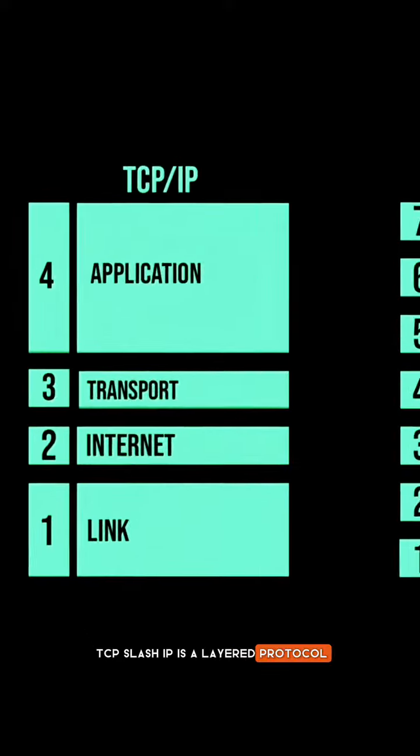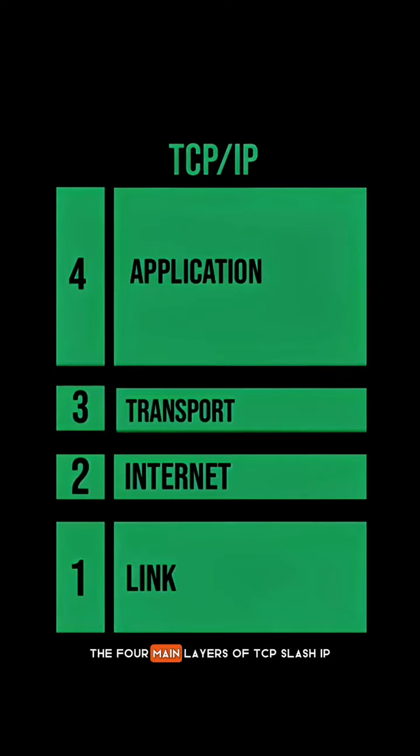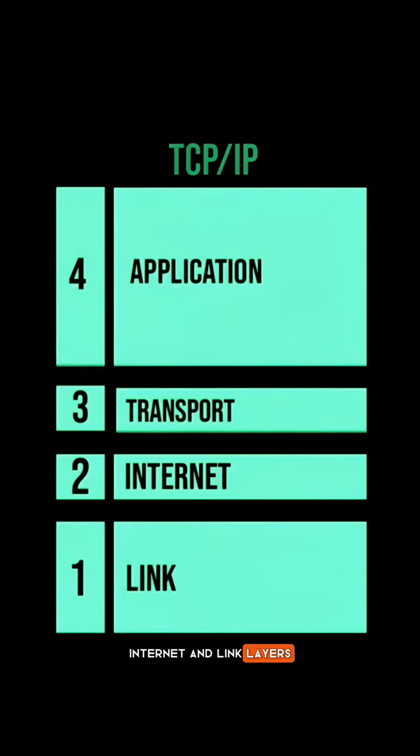TCP/IP is a layered protocol, which means that it is divided into different layers, each with its own specific function. The four main layers of TCP/IP are the application, transport, internet, and link layers.